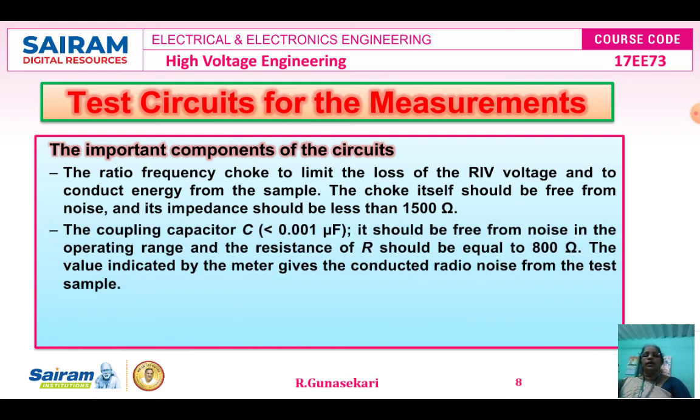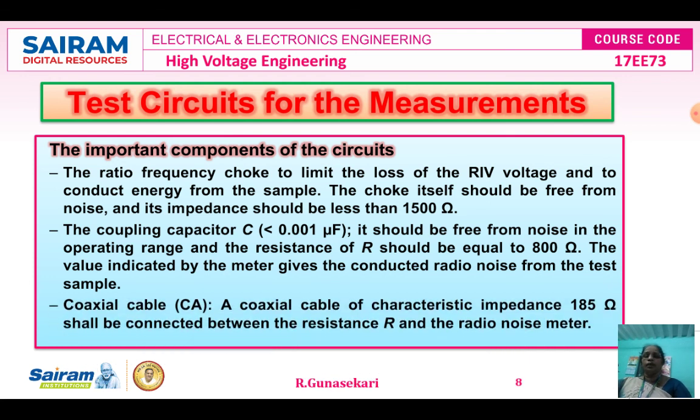Then the important component of the circuit is the coupling capacitor, denoted by C. Its value is less than 0.001 microfarad. It should be free from noise. The operating range, the resistance, is also equal to 800 ohm, which is shown in the figure. The value indicated by the meter gives the conducted radio noise from the test sample only.